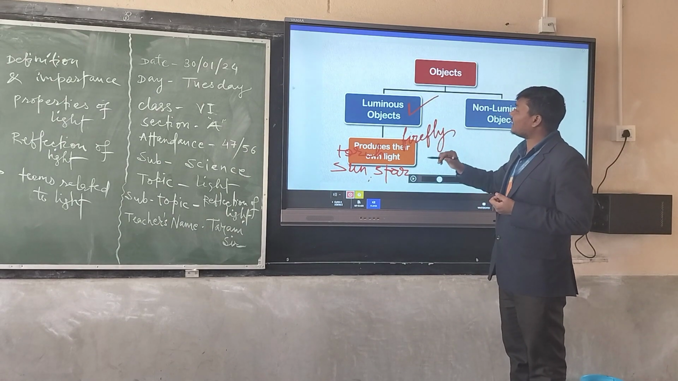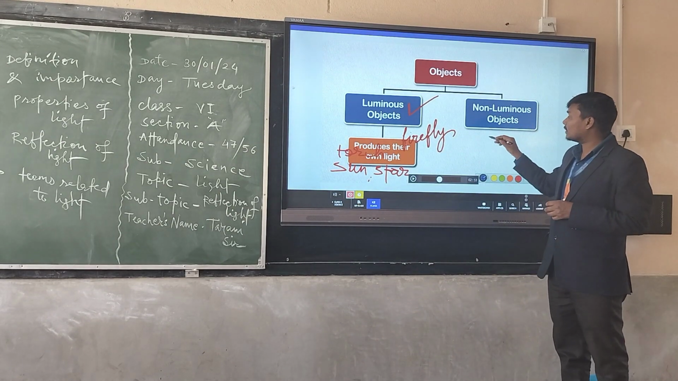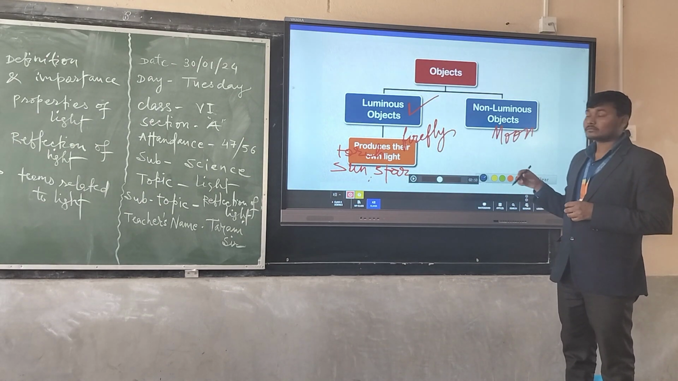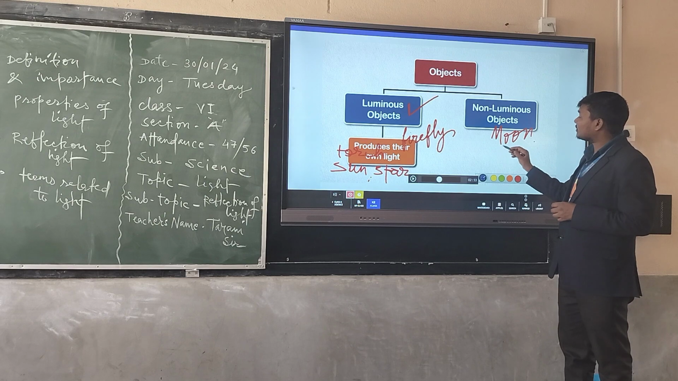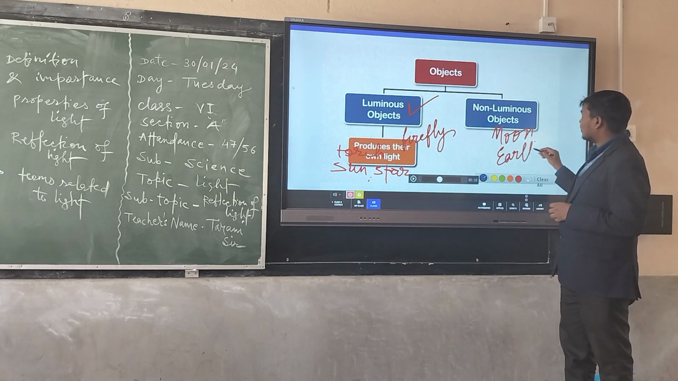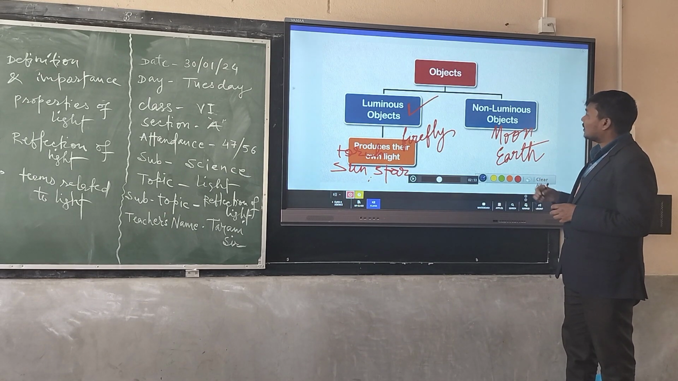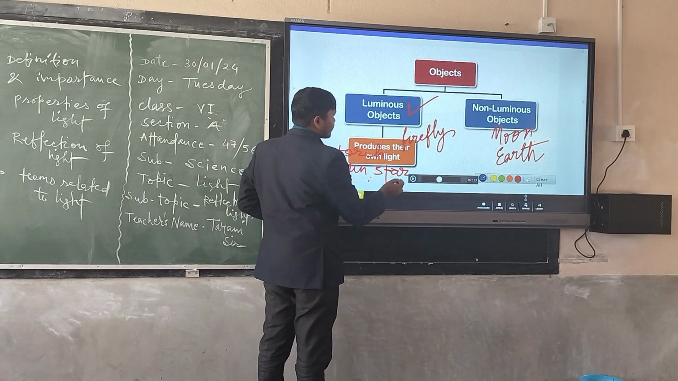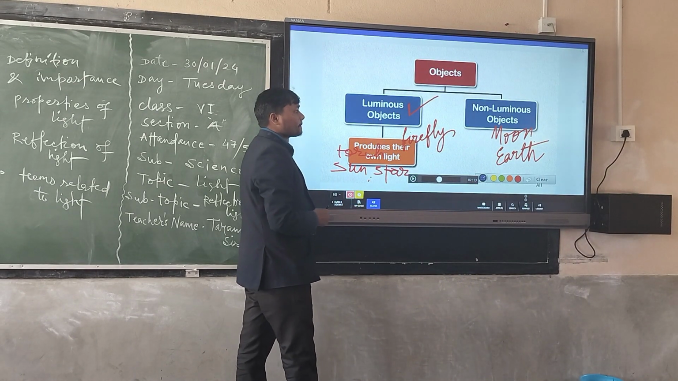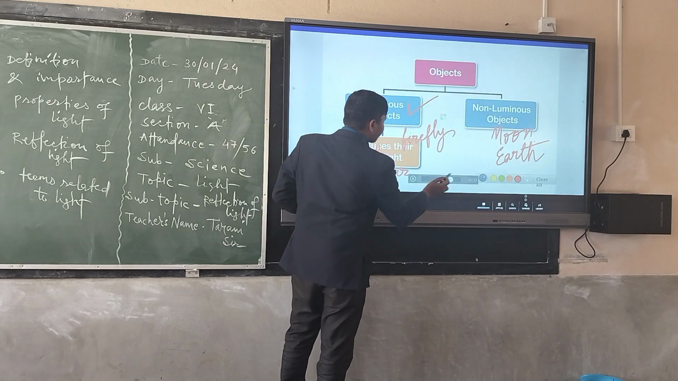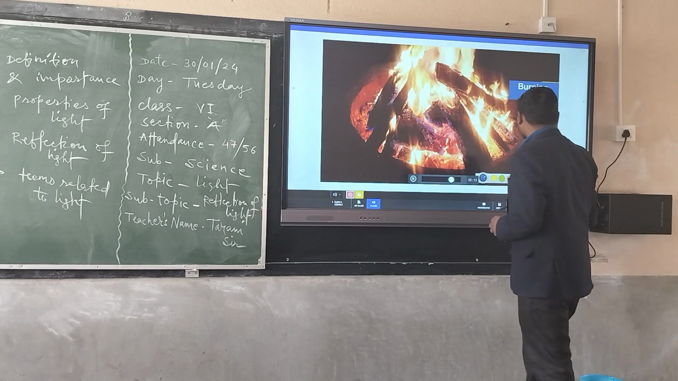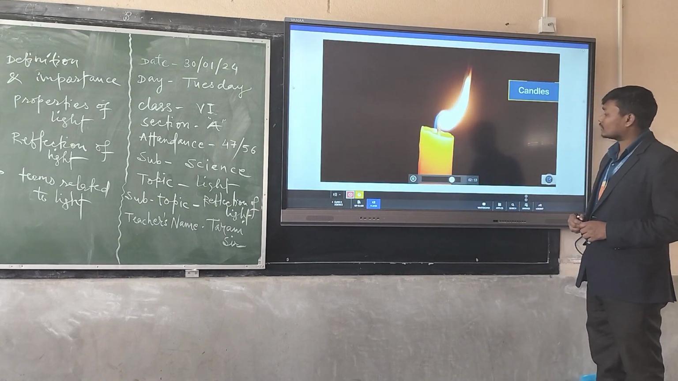So moon is luminous or non-luminous? Non-luminous. Earth is non-luminous. And the candle? Luminous. Yes. Those that produce their own light are torches, bulbs, burning wood, candles, etc.